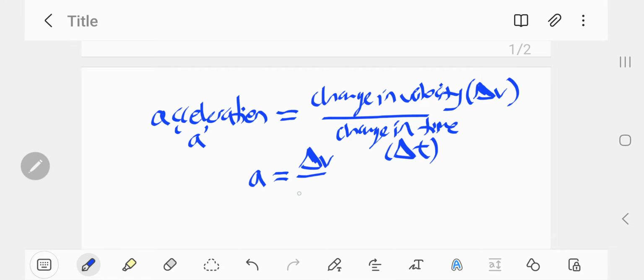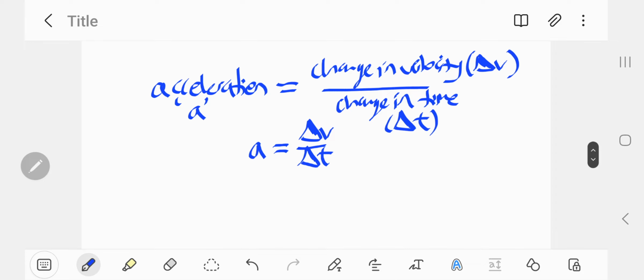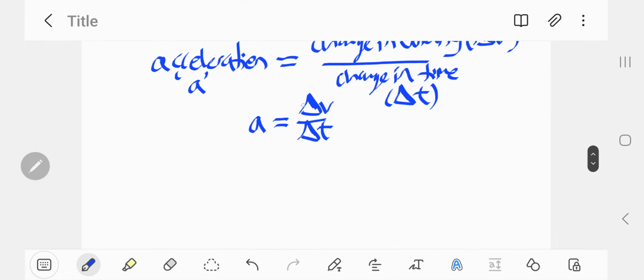It looks like this. It's a very simple formula, just like speed, distance, and time. Velocity, distance, and time. It's really the same thing. And you can draw a triangle, of course, as well. To find v, just do a times t. To find a, just do v divided by t. To find t, just do v divided by a.